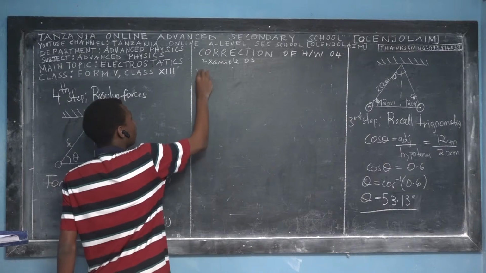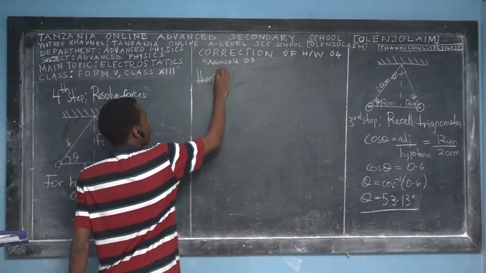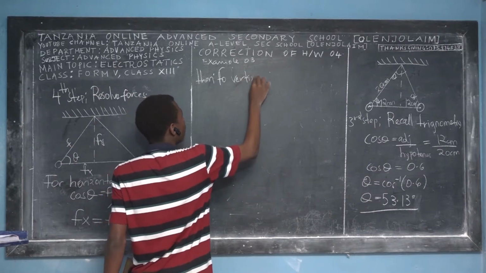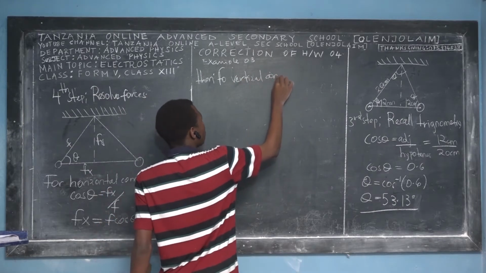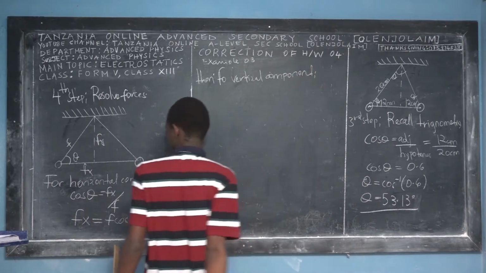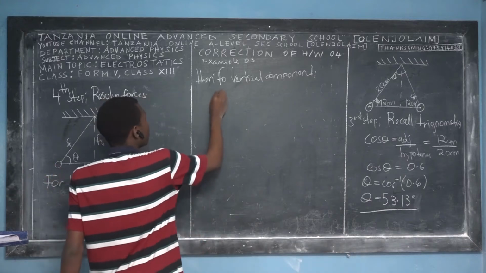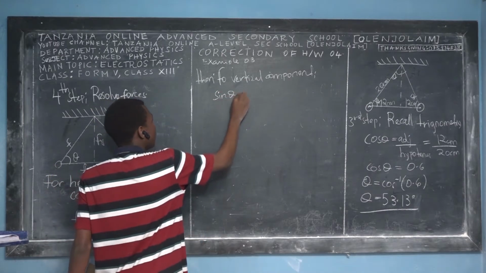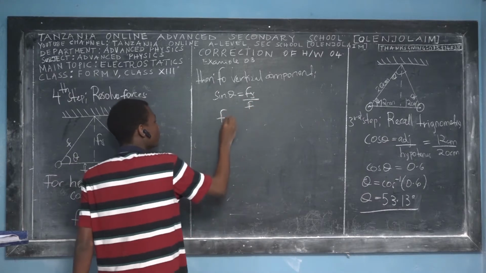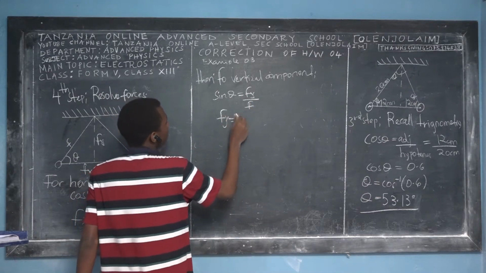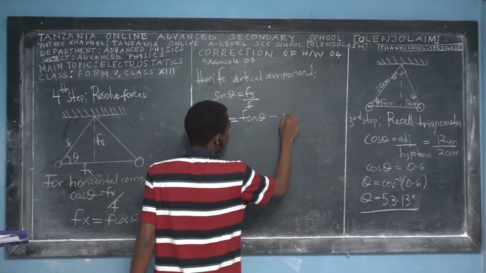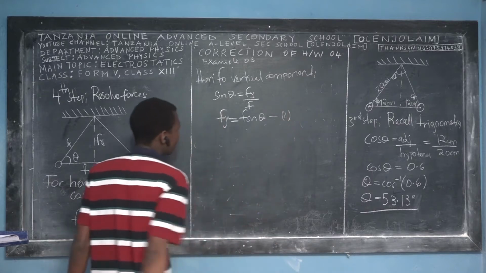Then for the vertical component, sin theta is equal to Fy over F. So the value of Fy is equal to F sin theta. This is the second equation.